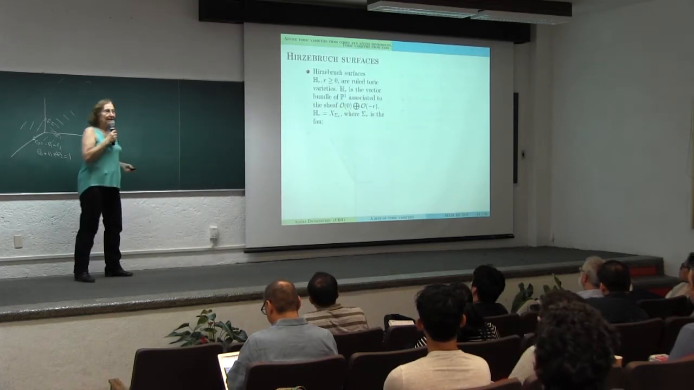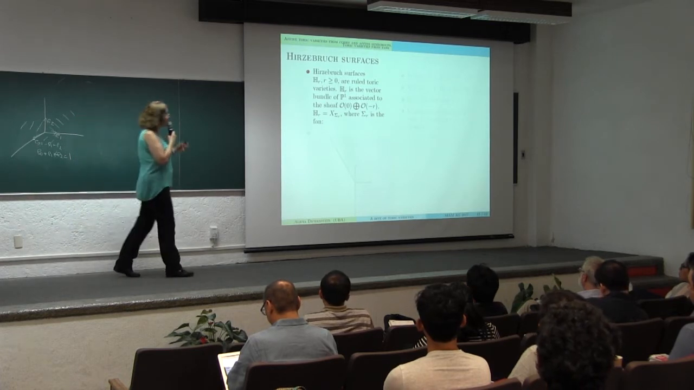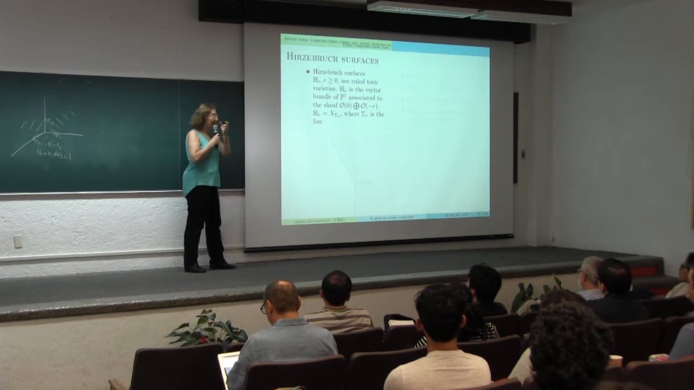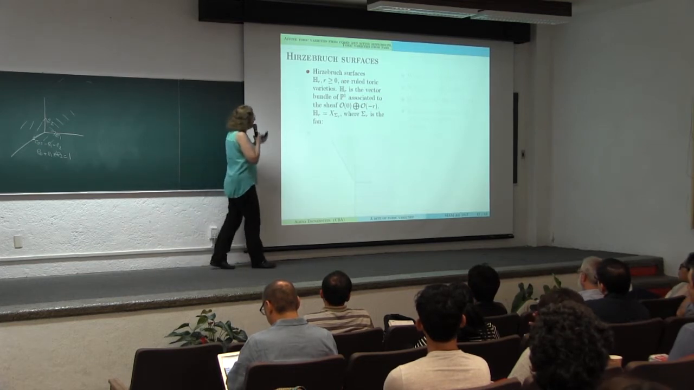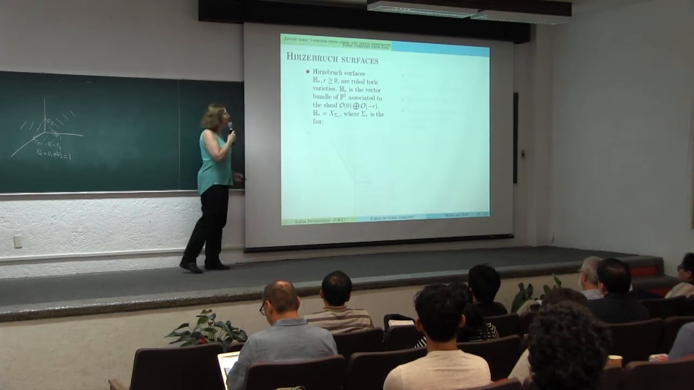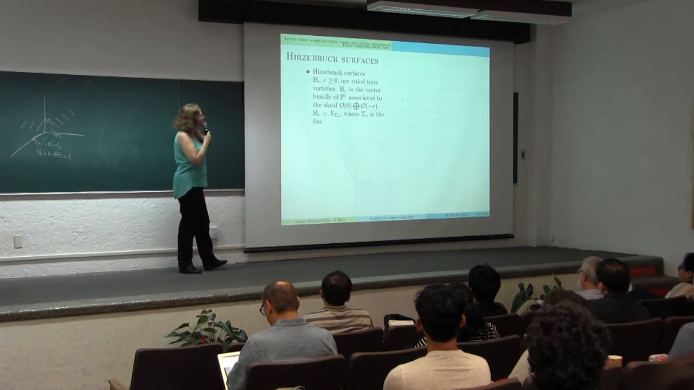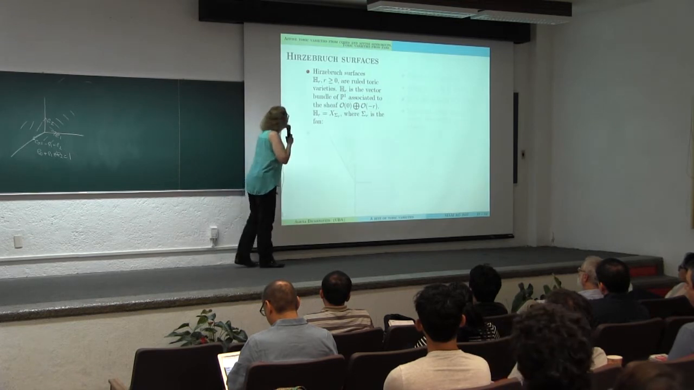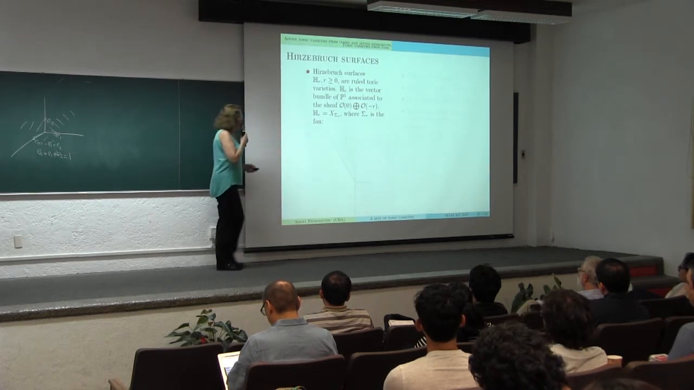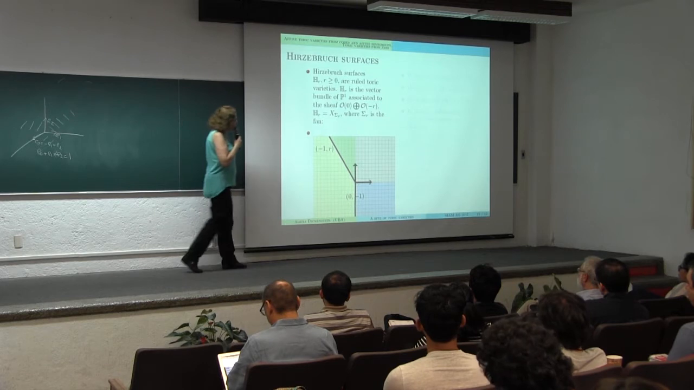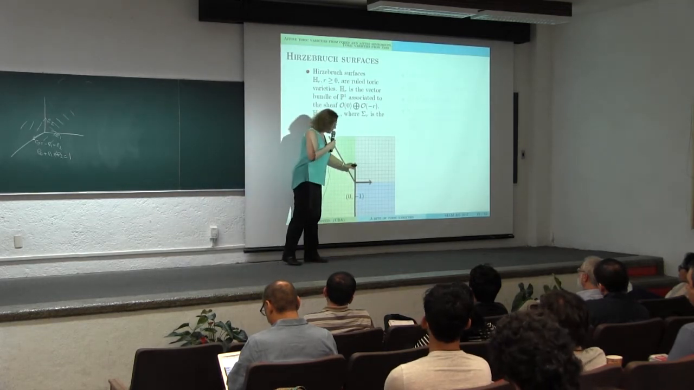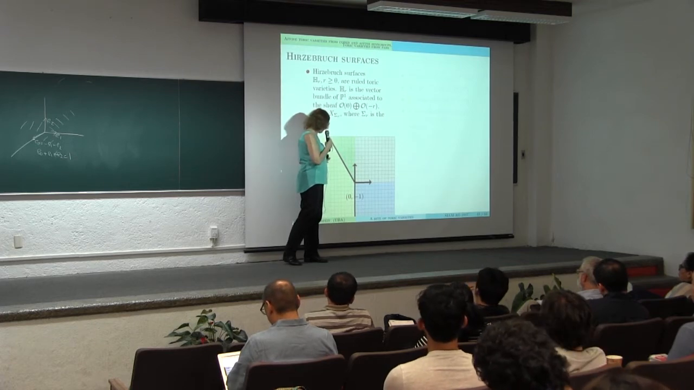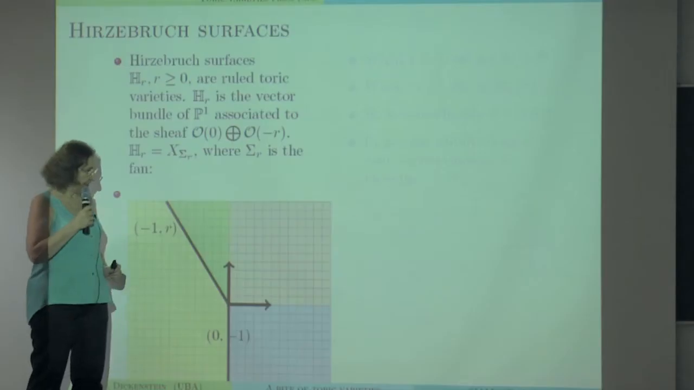A second example are Hirzebruch surfaces that depend on the parameter r, a non-negative parameter. These are ruled toric varieties. H_r is the vector bundle over P^n associated to this sheaf, and it is the toric variety associated to this fan. So I take (1, 0), (0, 1). This is one cone, second, third, and fourth. This is the direction (-1, r).